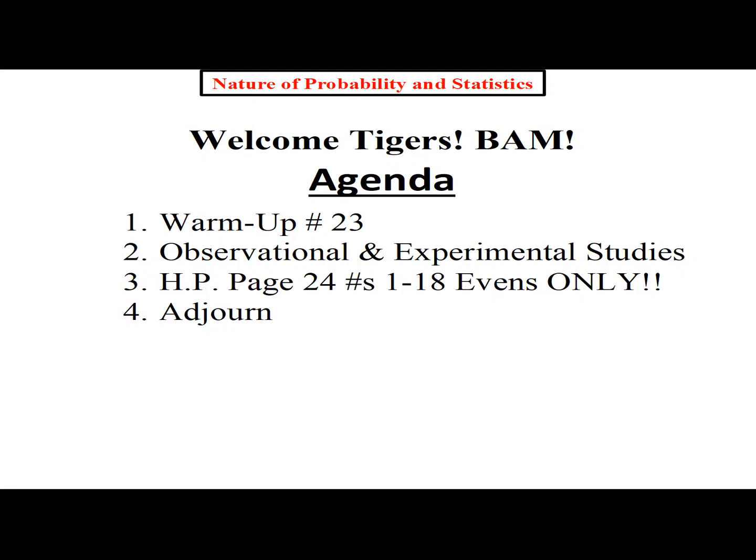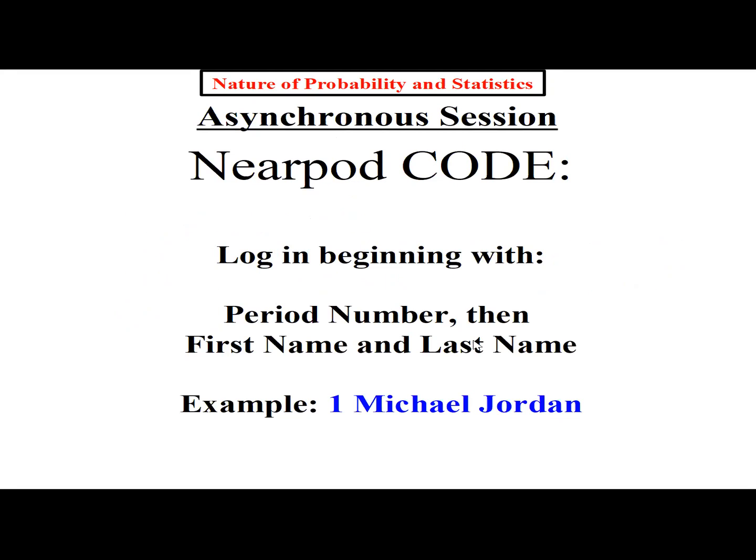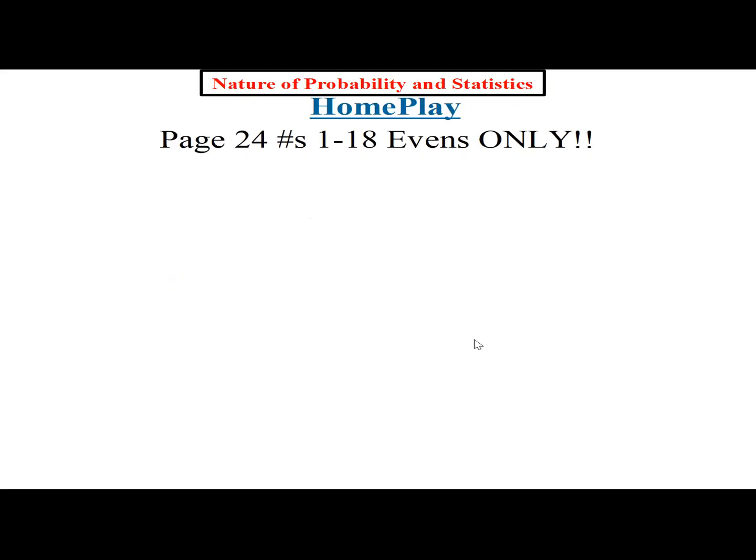Now, the only home plate that you took over the weekend was to get your signed progress, is that correct? Yes? All right. So make sure you go to Canvas, turn that in. I left it open till 3:25 today, so that gives you plenty of time. Okay, we good? Yes, Mr. Q. There's no Nearpod code today. There wasn't any home plate aside from the signature. And once again, your home plate for tonight, page 24, numbers 1 through 18, evens only.